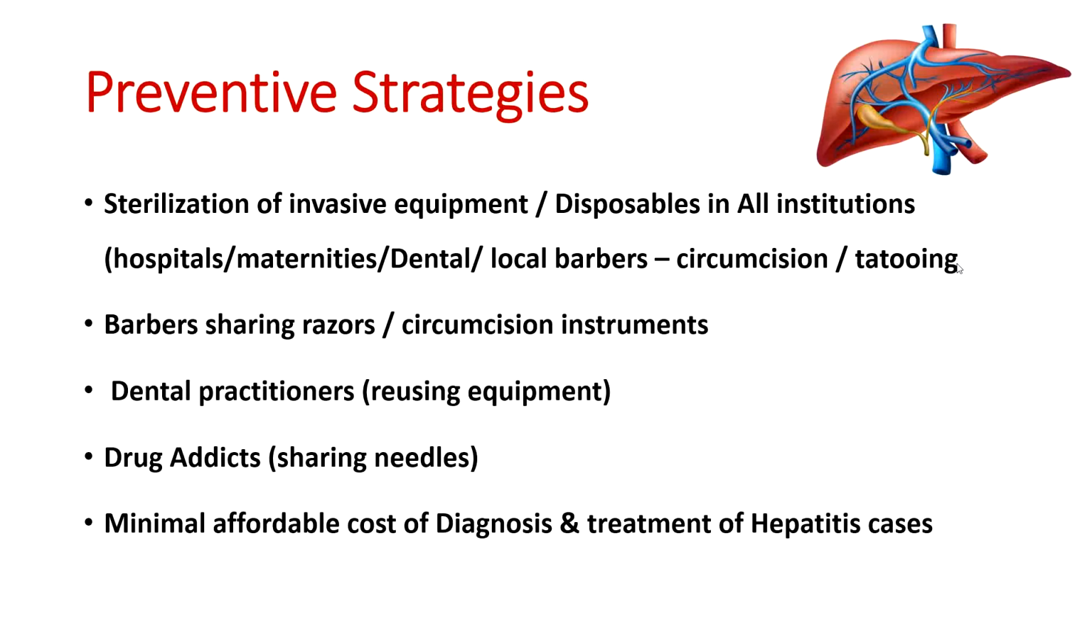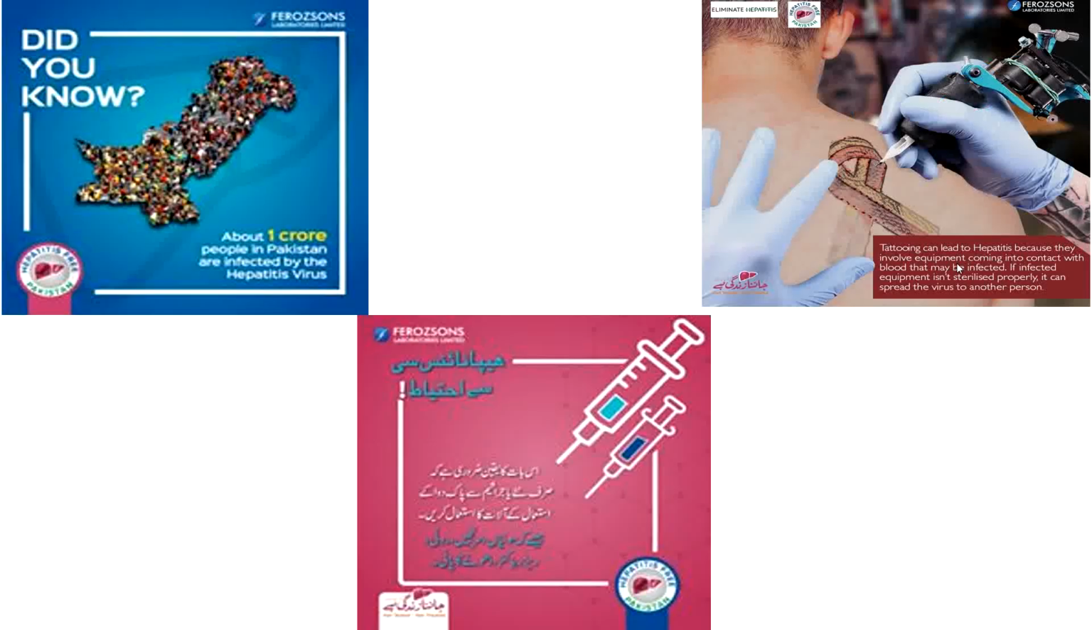But again, there should be facility for proper diagnosis of hepatitis B and C at all government level institutions, which is affordable, and then the treatment of hepatitis cases should be available at all government institutions. These are some of the steps which have been shown how this can be prevented.